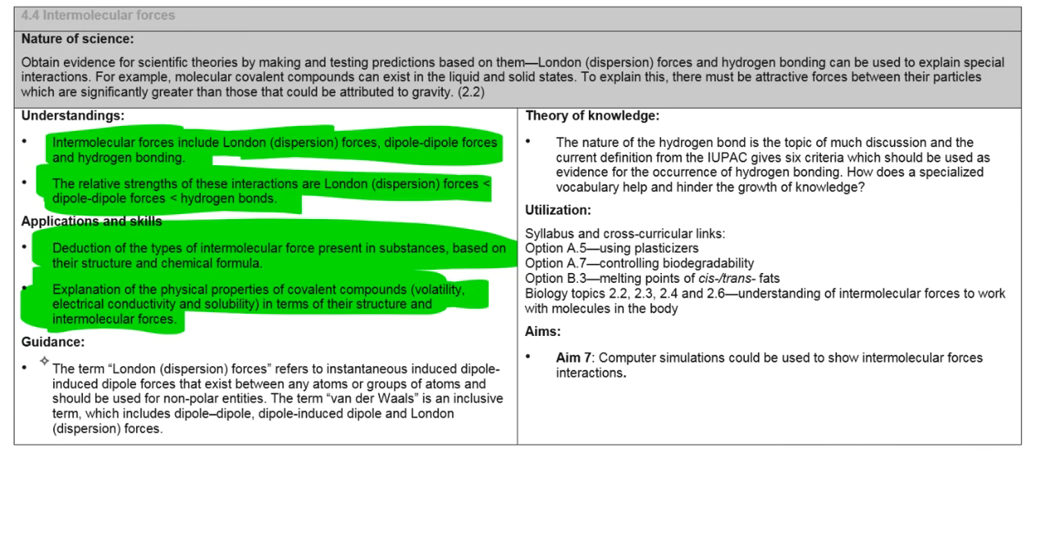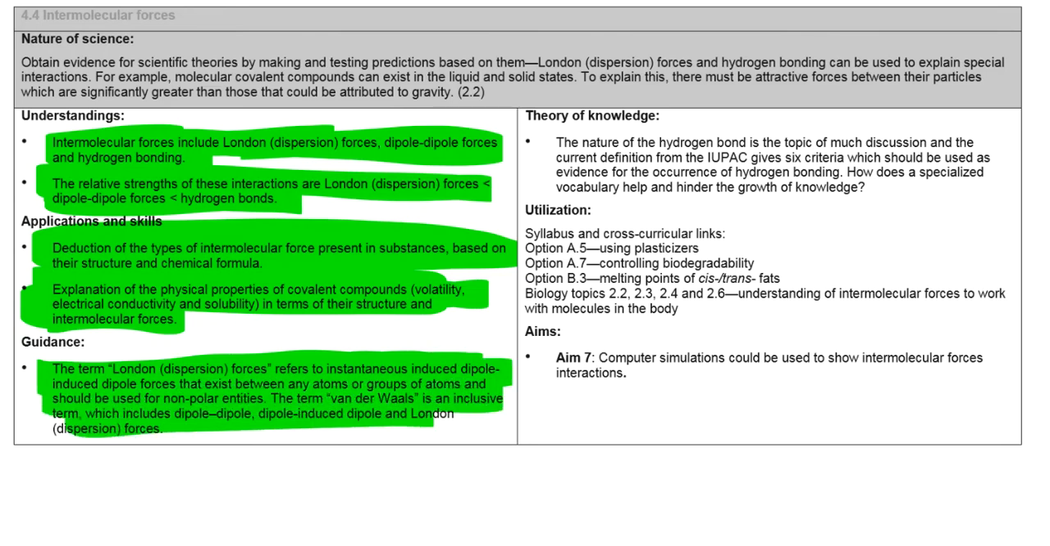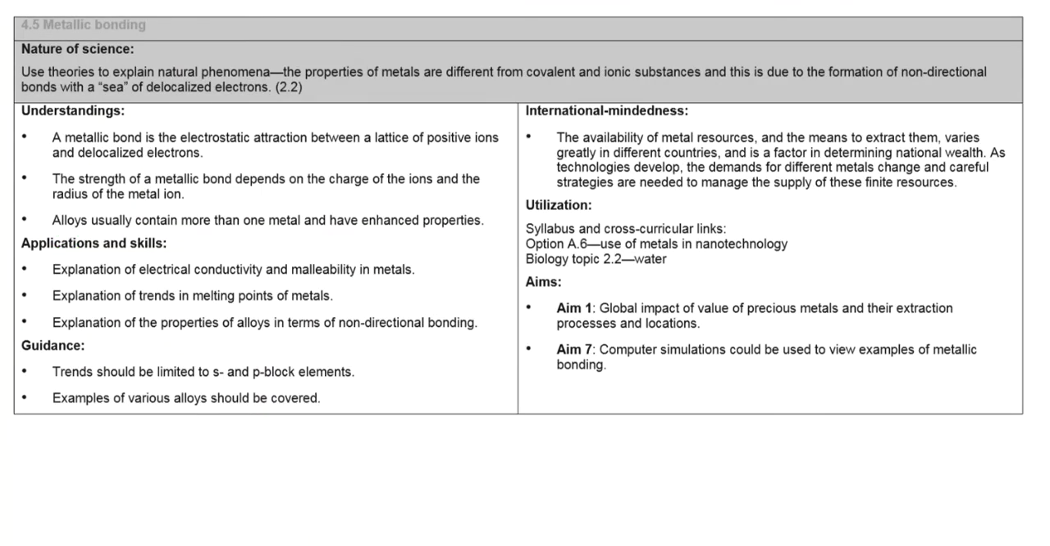London dispersion forces is an umbrella term, so it refers to both. Sorry, Van der Waals forces is an umbrella term which includes London dispersion and dipole-dipole. So IB prefers you to use London dispersion forces when you talk about instantaneous dipoles. Next, we're going to look at metallic bonding.